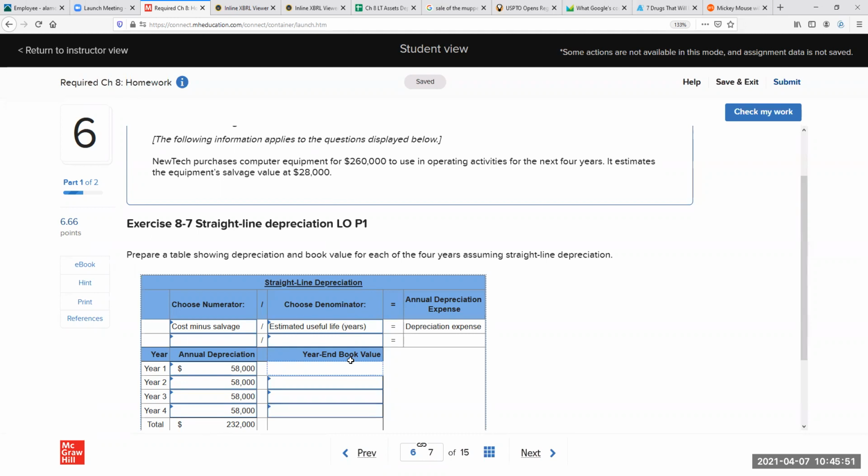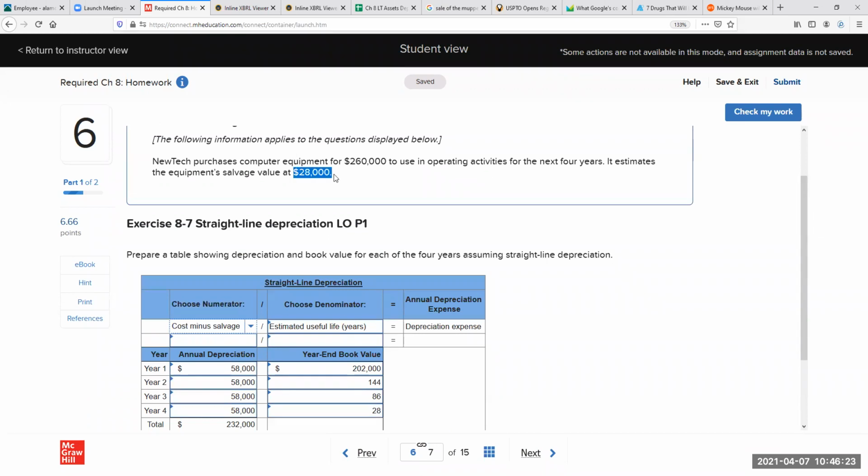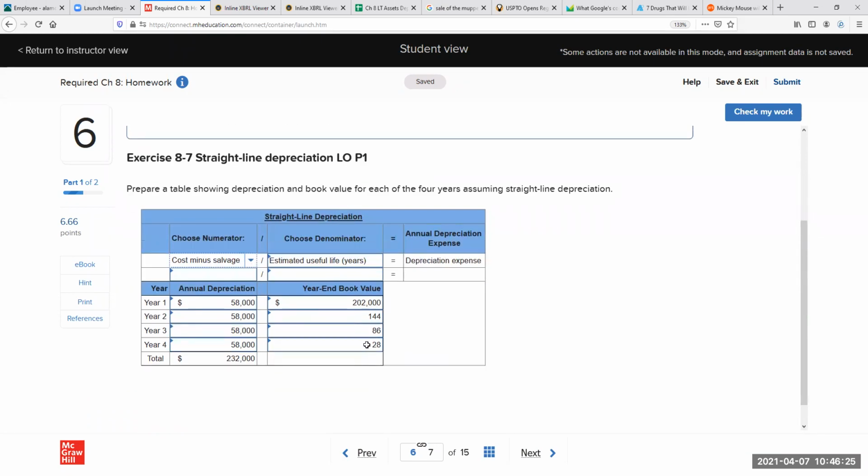What's the book value at the end of year 1? 260 minus the 58 is 202. And the next year, what's the book value? 202 minus the 58 is 144. Year 3, minus 58 is 86. And 86 minus the 58 is 28. Look, the book value ends up at 28. You cannot go below the salvage value at the end. So annual depreciation expense is 58.